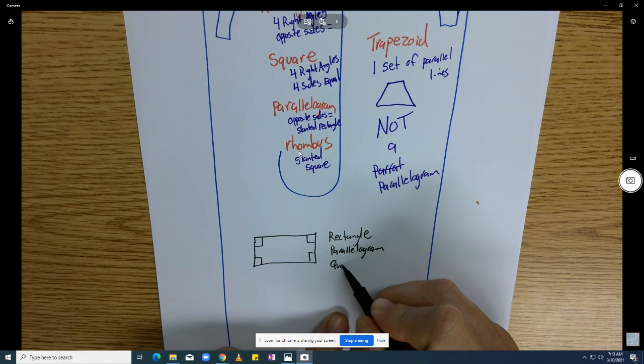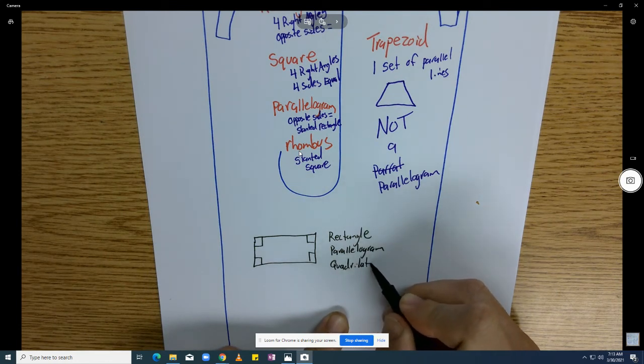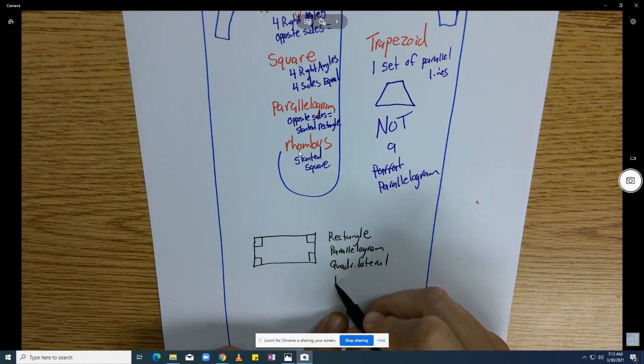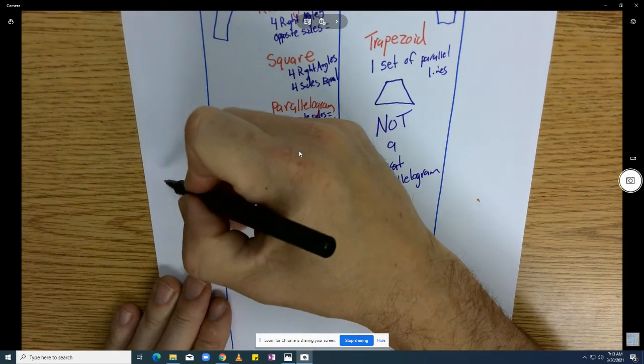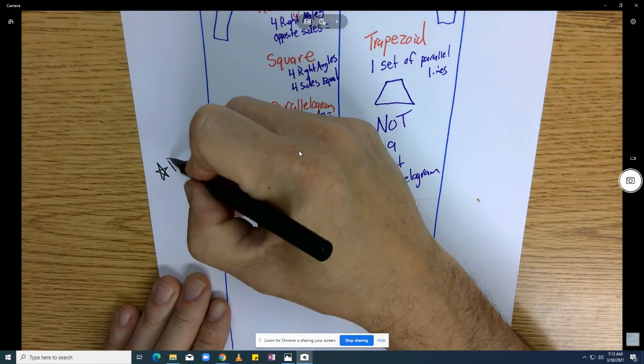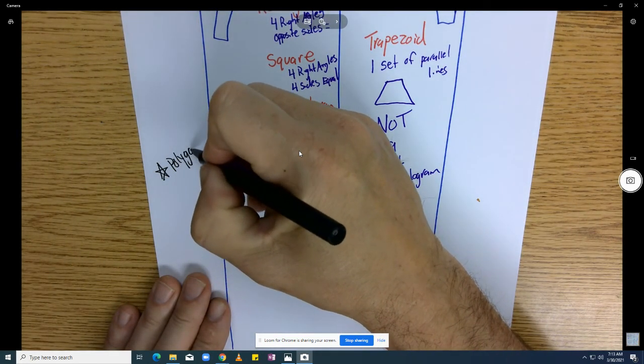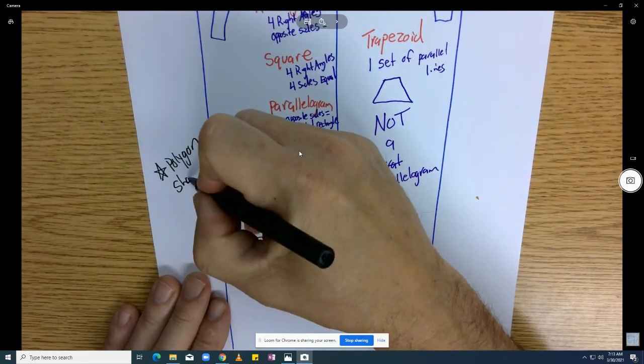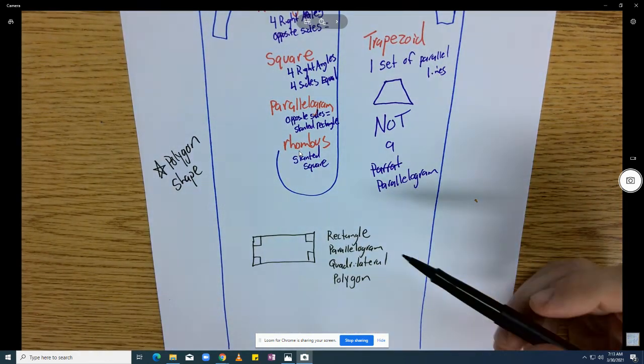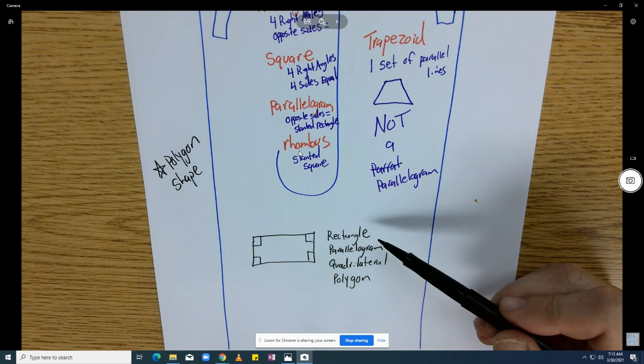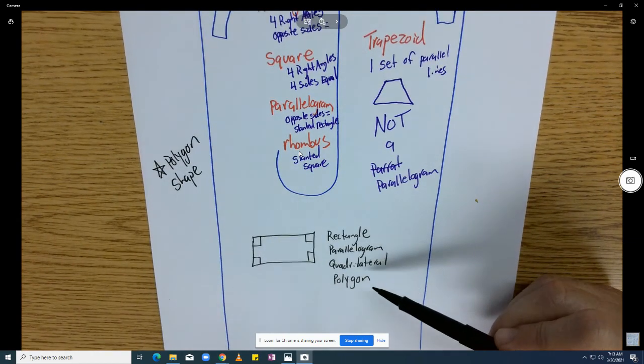Why? Because it has 4 sides. And it is something called a polygon, which just means a shape. So let's put a big star over here. I forgot to put that. Polygon just means shape. So a rectangle is a rectangle, but it is also called many other things.